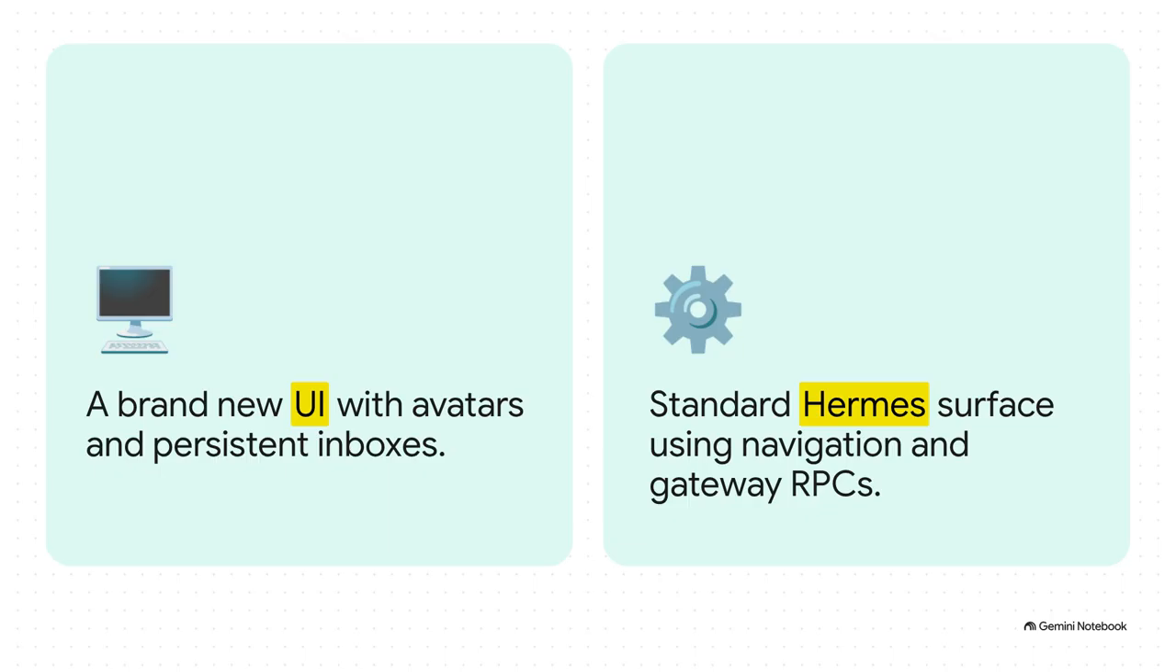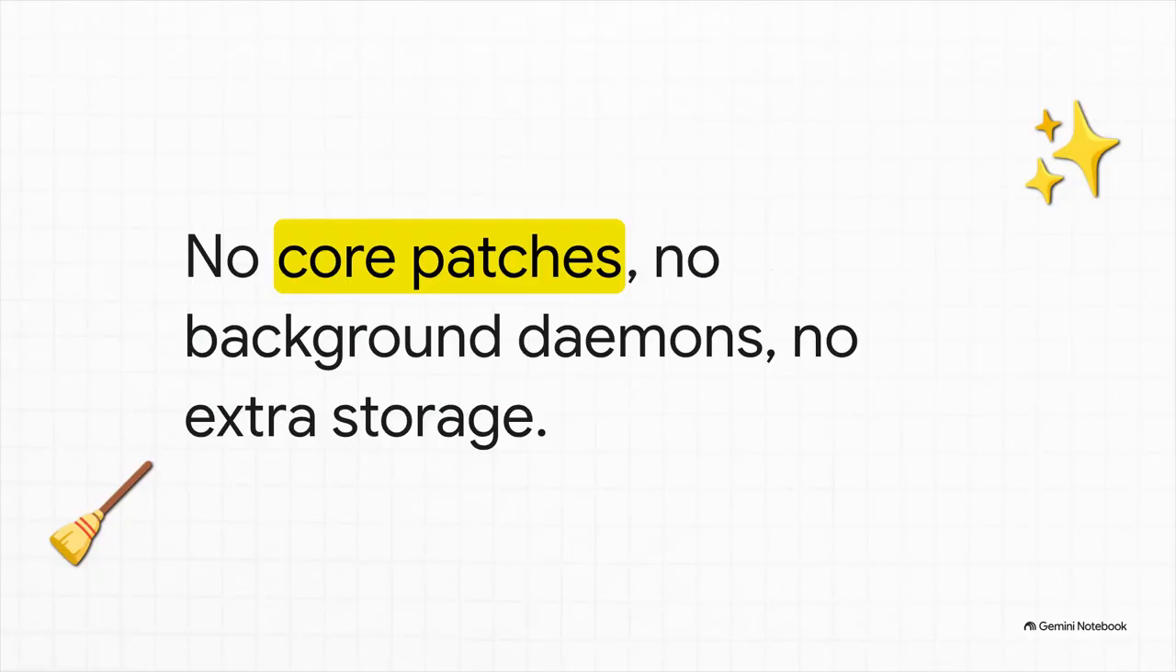Opening a chat, that's just standard cross-profile session navigation. Creating or editing a bot, that's just writing the existing profile's gateway RPCs, things like list, create, and configure. Even the bot-to-bot messaging is really just executing a real command line interface handoff right there in the background. And crucially, this means absolutely no core patches, no weird background daemons running, and no extra storage bloat. This plugin is simply a brilliant UI layer riding entirely on existing profiles and gateway RPCs.